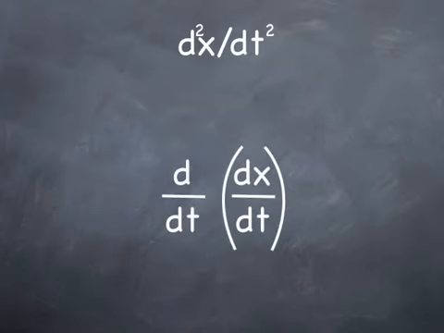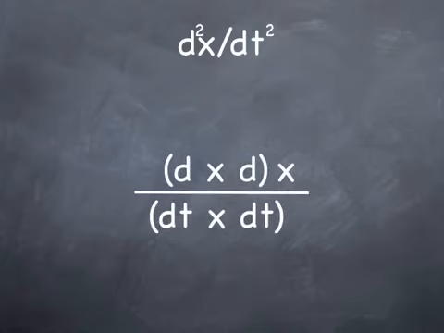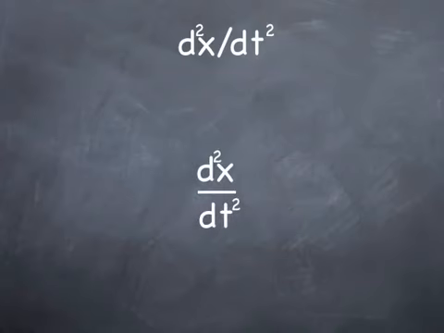If we rewrite this horizontally, we get d/dt times dx/dt. Remove the parentheses, regroup, and we have d times d over dt times dt, which becomes d squared x over dt squared.